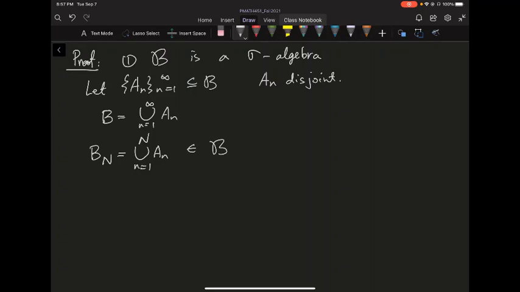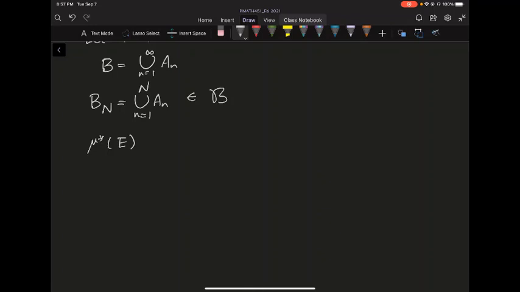So to show B is in B, I need to somehow break this mu star of E using the set B. Well, I don't know how to do that yet, but I know B_N is mu star measurable, so I can break it using B_N. So because B_N is mu star measurable, mu star of E equals mu star of E intersect B_N plus mu star of E intersect B_N complement. All right, so let's consider these two separately. Well, let's consider the second one first, actually.